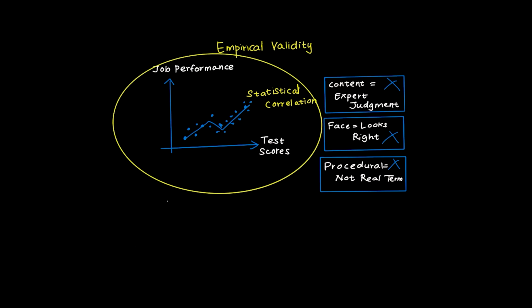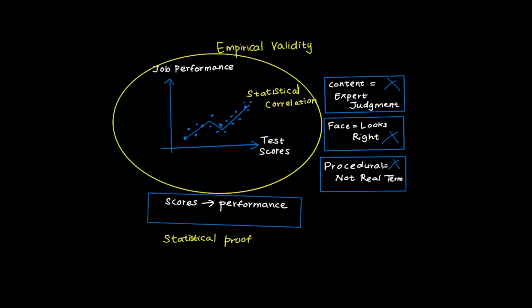Here's a WGU D351 OA exam tip for you. When a question mentions statistical correlation, proven to predict, or relationship to job performance, think empirical or criterion validity. Quick recall hook: statistical proof of prediction equals empirical validity.